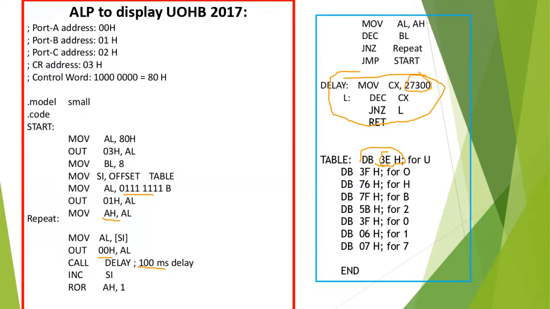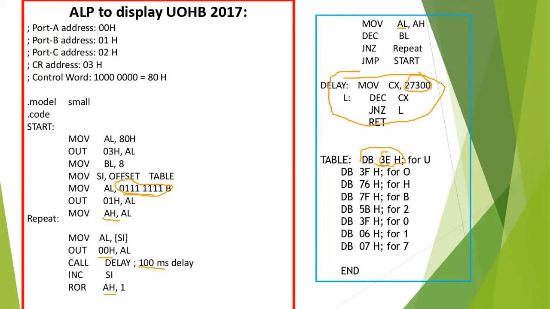Okay. Then increment SI for the next data, and rotate right AH comma 1, because this one is now in AH. So we will do a 1 bit right rotation. That means bit 6 will be 0, all others are 1. Then we send it to AL again, and decrement BL, because we have BL 8. Now decrement BL, jump not zero, it will come here, repeat, and do the process again. And if it is 0, then jump to stop. That means all the process is done.